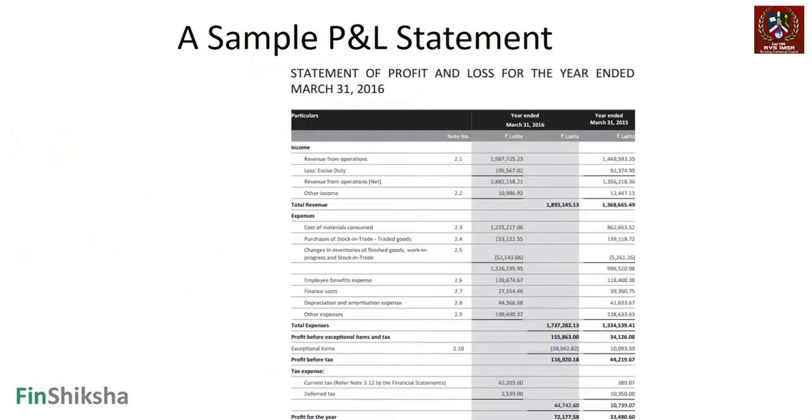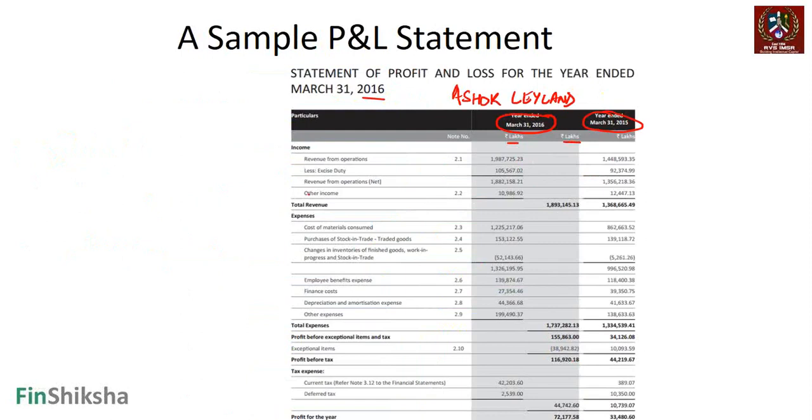So we will look at a sample profit and loss statement. The statement of profit and loss for the year ended March 31st, 2016. This is for a company called Ashok Leyland, which is basically the trucking company. They make commercial vehicles and they make trucks, right? These numbers are in lakhs, right? So they've given numbers for 2016. They've also given numbers for 2015, correct?